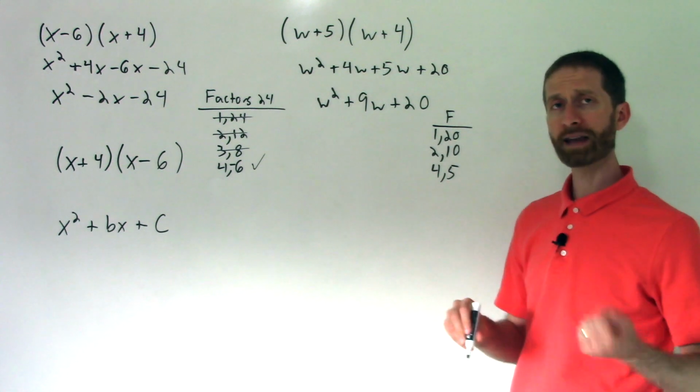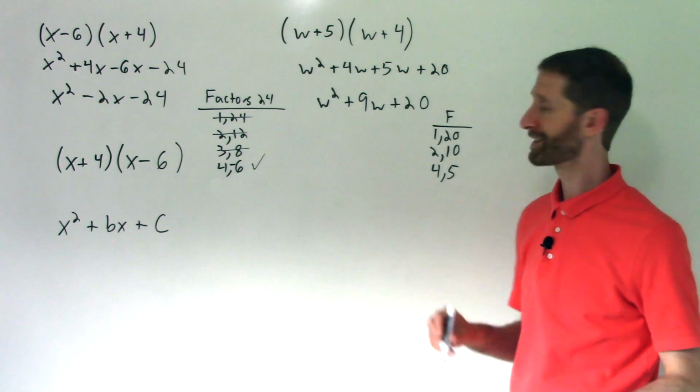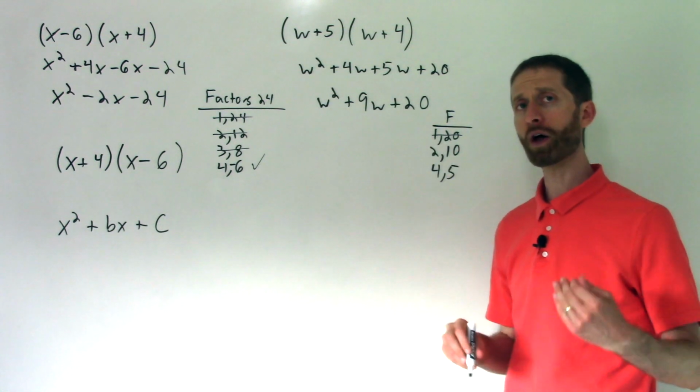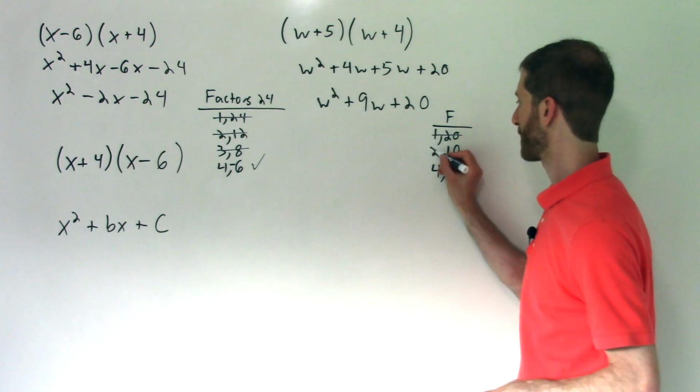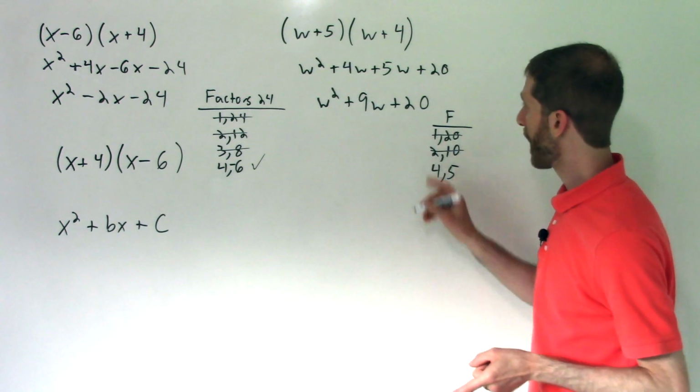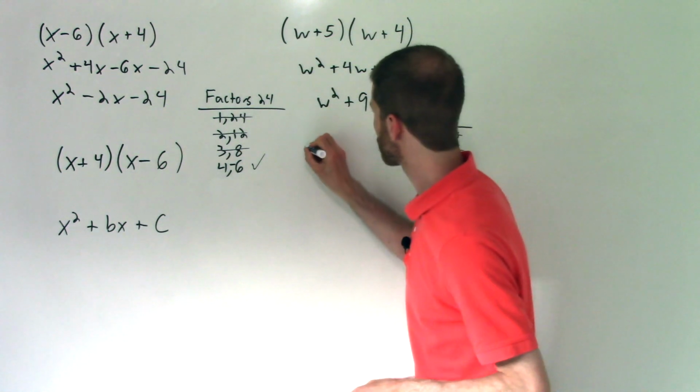1 and 20 can be added to give us 21 or subtracted to give us 19. That's not going to do it. We want 9. 2 and 10 can be added to give us 12 or subtracted to give us 8. That's not going to give us 9. 4 and 5 can be added to give us 9. And we want it to be a positive 20. So let's build this here.